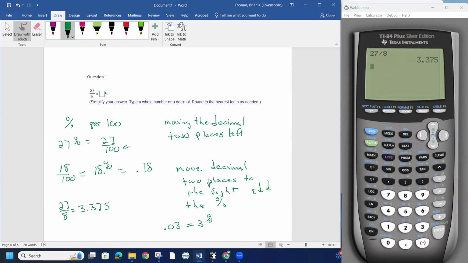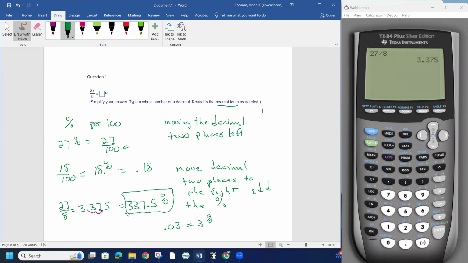Now, to change it to a percent, you have to move the decimal two places to the right. So 1, 2. So this turns into 337.5%. Now, it does say type a whole number or a decimal. It does say round to the nearest tenth as needed. Well, notice this is already to the tenths place, so we don't have to round. That would be our answer: 337.5%.